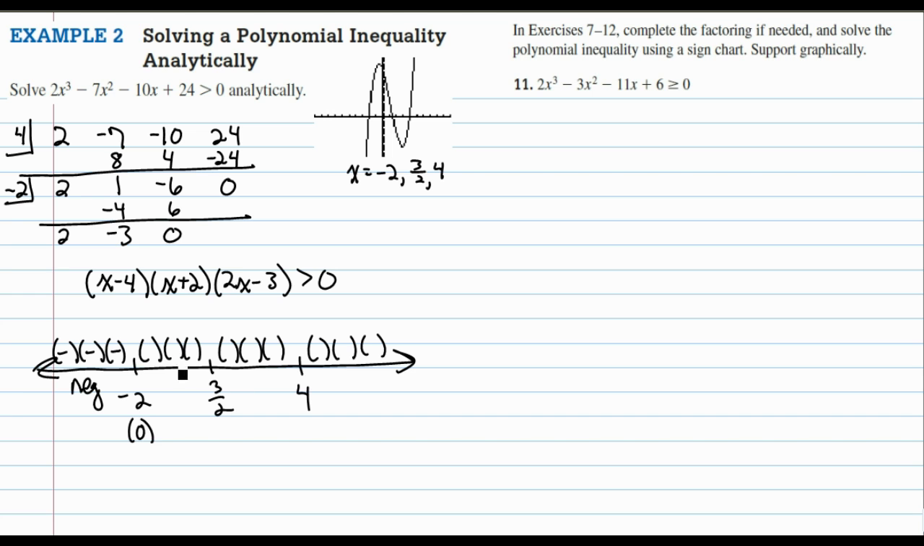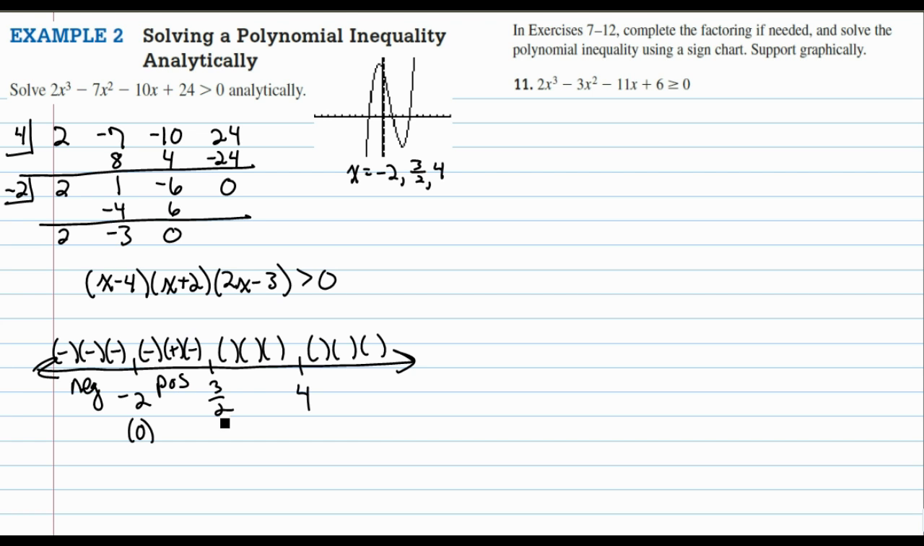Pick a number between -2 and 3/2. The easiest number between a negative and a positive is 0. 0 minus 4 is negative. 0 plus 2 is positive. 2 times 0 minus 3 is negative. A negative times a positive is a negative, times another negative would be positive.